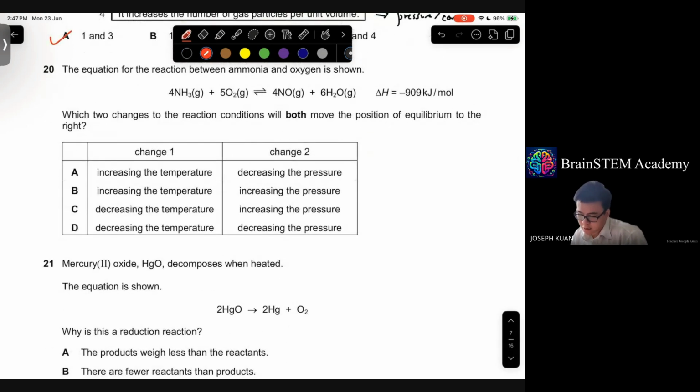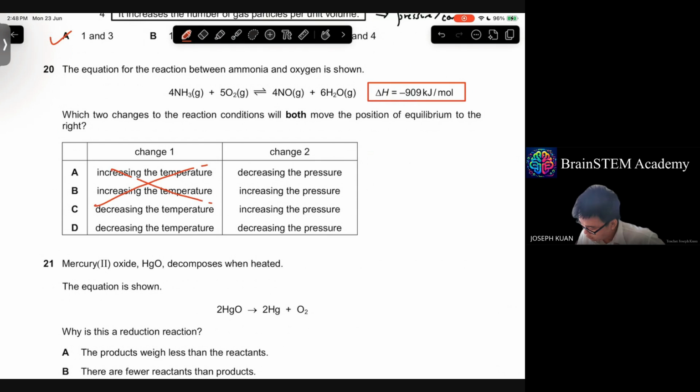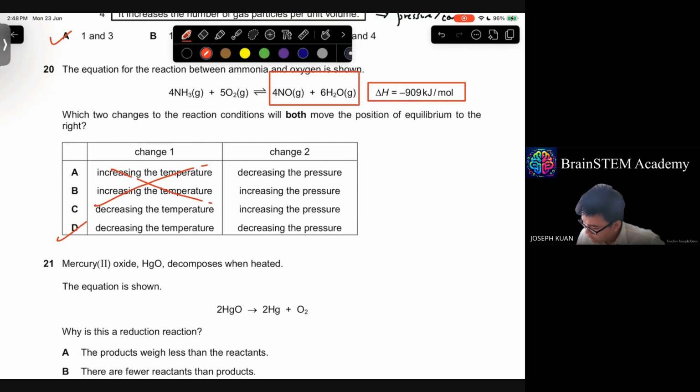Question 20. The equation for the reaction between ammonia and oxygen gas is shown below. Which 2 changes to the reaction conditions will both move the position of equilibrium to the right? So since the forward reaction is an exothermic reaction, for the reaction to favor the exothermic direction, we should lower the temperature. And then we should decrease the pressure so that it will favor the side with more gas.